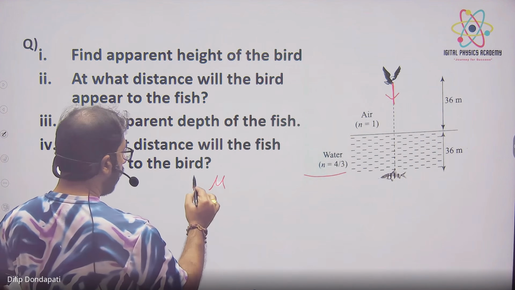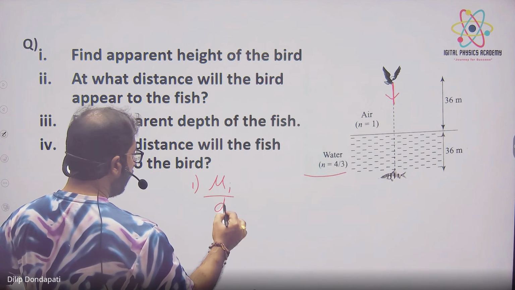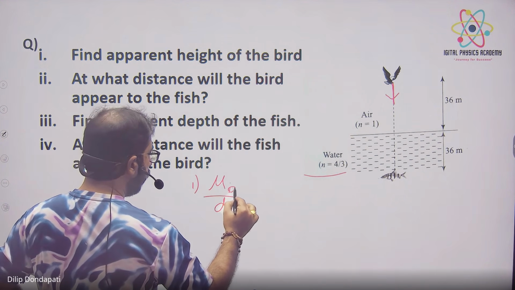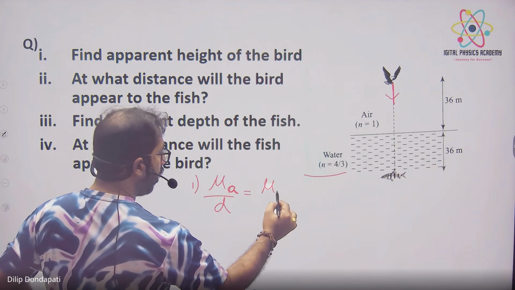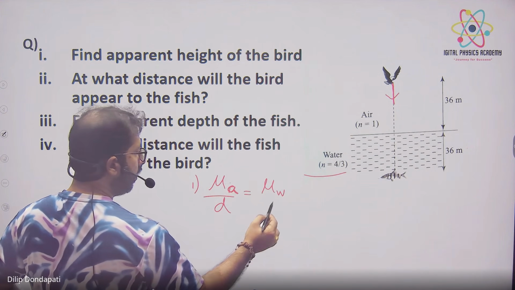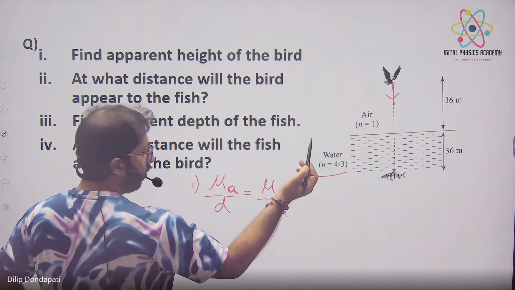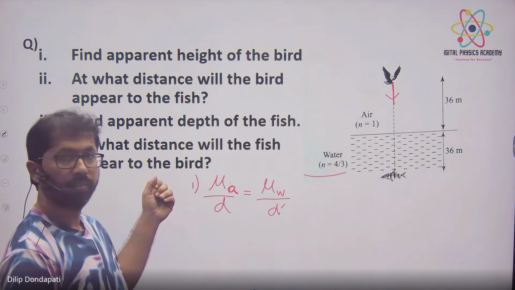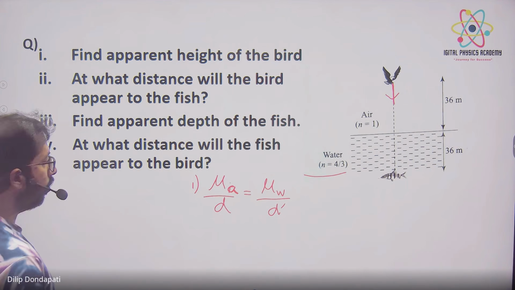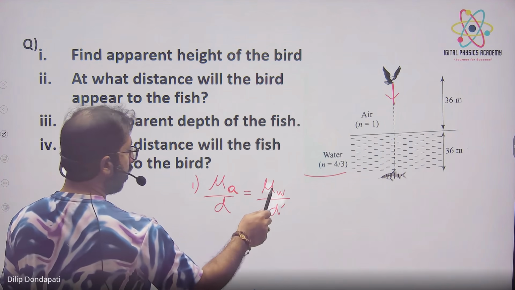Mu I by d. I is nothing but air, right? Mu of air by d is equal to mu of water, R is nothing but that one, by d dash. D dash we don't know, how far below the surface we don't know. So now we will find d dash. Mu I by d is equal to mu R by d dash.